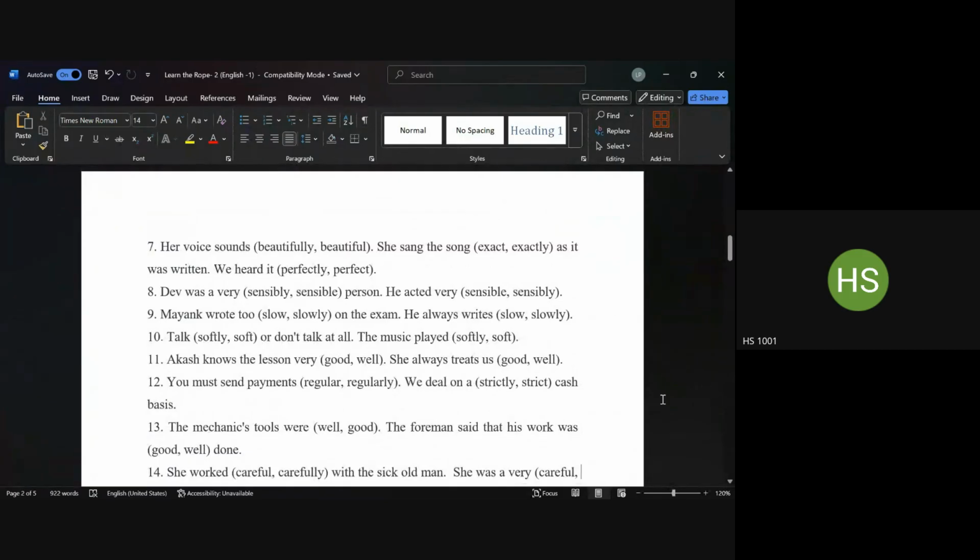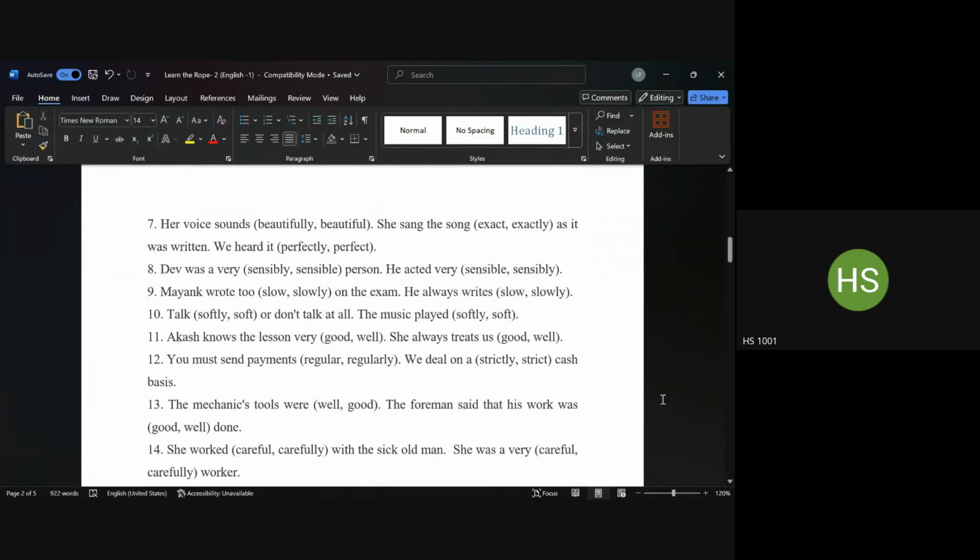Her voice sounds beautifully or beautiful? Beautiful. Again, predicative use of adjective, right? Her voice sounds beautiful. Instead of saying beautiful voice, you say sounds beautiful. Voice sounds beautiful, predicative use.